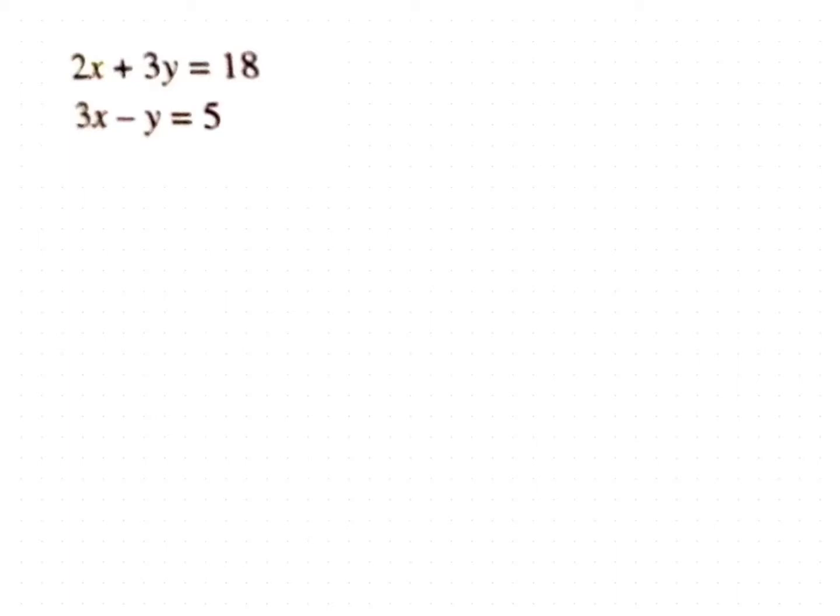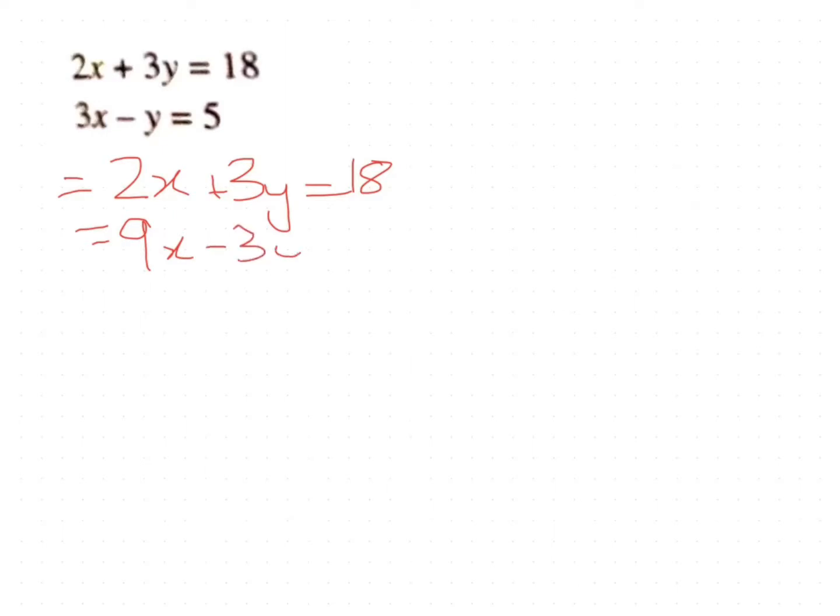So let's multiply it. The first equation will be copied as it is, 2x plus 3y equals 18. For the next equation, we have to multiply the whole equation by 3. So 3 times 3 is 9x minus 3y equals 5 times 3, which is 15. Now let's eliminate 3y. We have to add both equations, because the signs of the variable were different. If the signs are different, we add the equations.